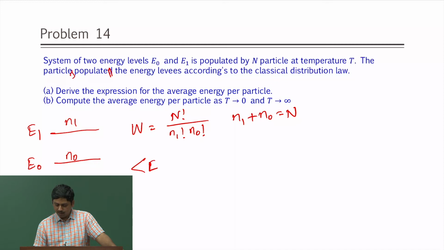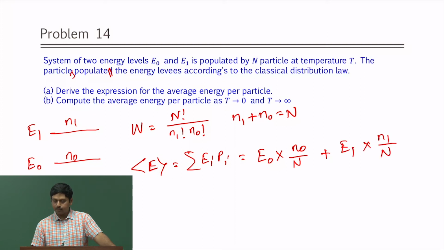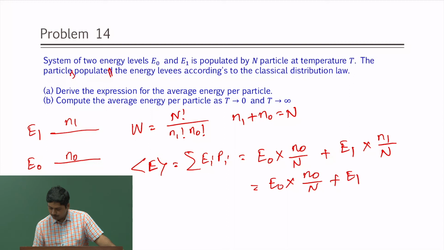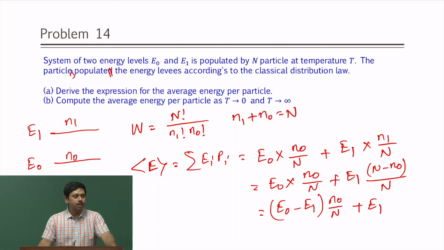You know that the average energy of the particle is the sum of EI PI. Since I have only two states, I will not put a sum now. I have E0 and the probability of being in the 0 state, which is N0 by N, and E1, whose probability is N1 by N. I can simplify it a little bit: E0 N0 by N plus E1 into N minus N0 by N. So, now I get E0 minus E1, times N0 by N, plus E1. This is the average energy that I get.